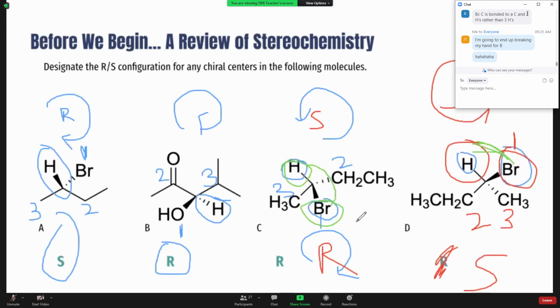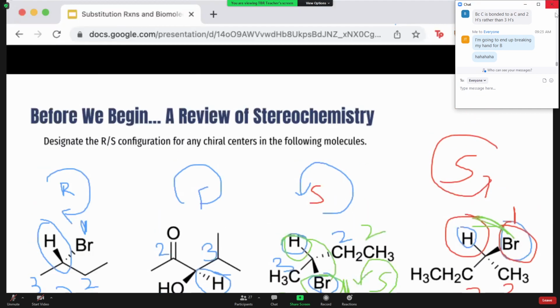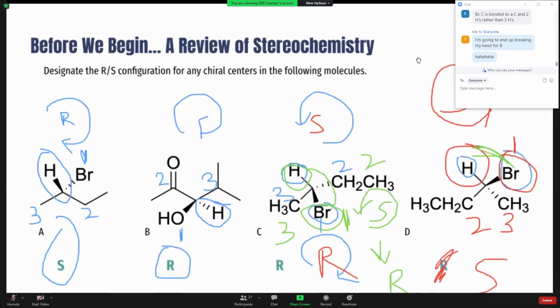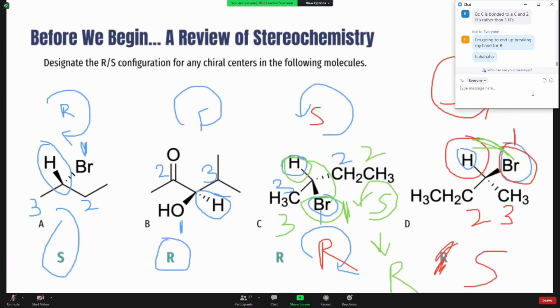And so this is 1, this is 2, and this is 3. So originally this was S, and because of the distance between the hydrogen and the bromine, we have to designate it as R. I don't know exactly why this works. I'm sure there's a visual way to look at it, but it does work. And this only applies when the H is in the plane.